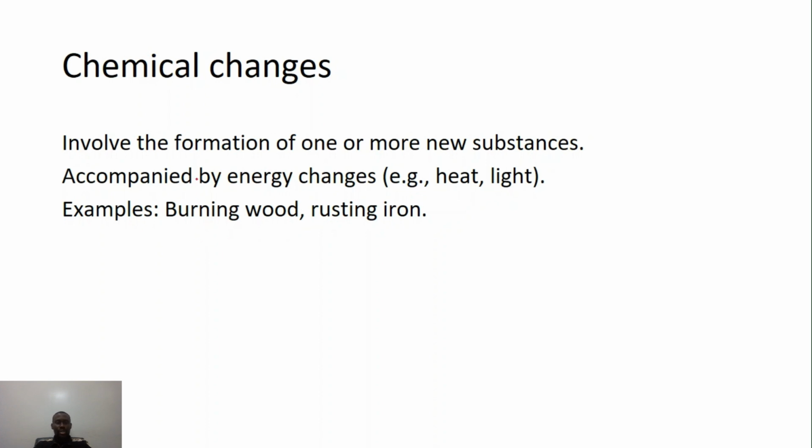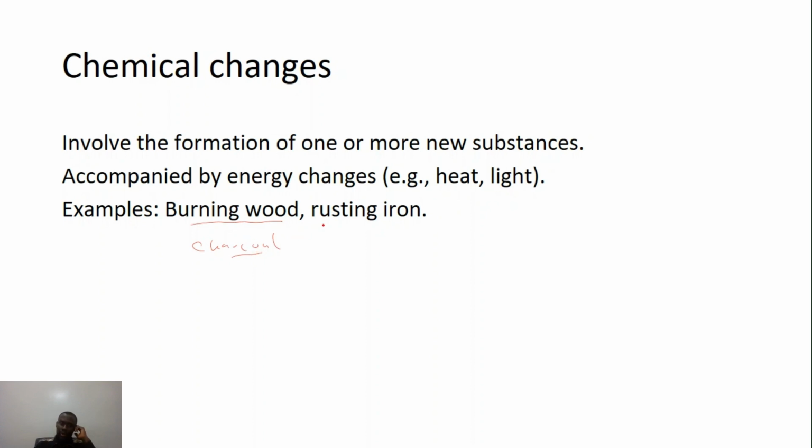And an example is when you burn wood, heat is usually lost, right? So this heat that is lost is a tremendous amount of energy change that usually accompanies chemical changes. And you know when you burn wood, it turns into charcoal. Can you get back the wood from charcoal? Not likely. So this is an example of chemical change, right? So there is formation of a new substance.